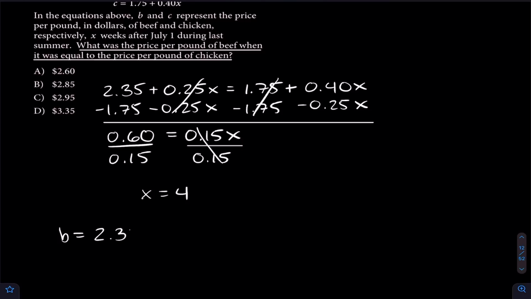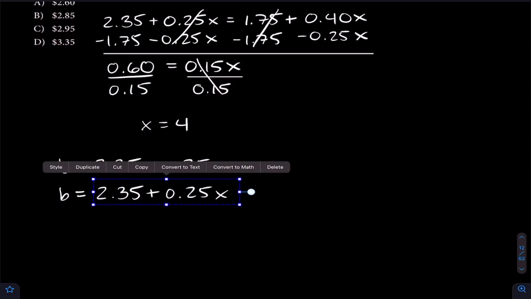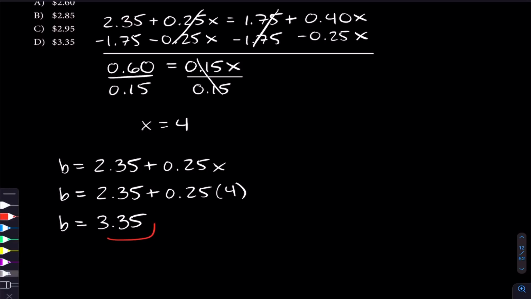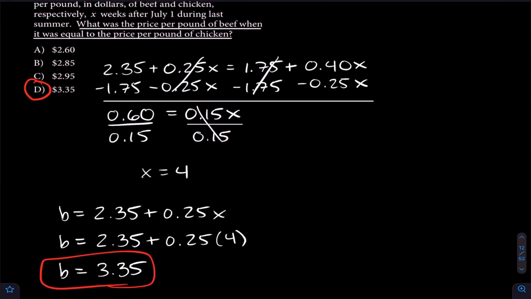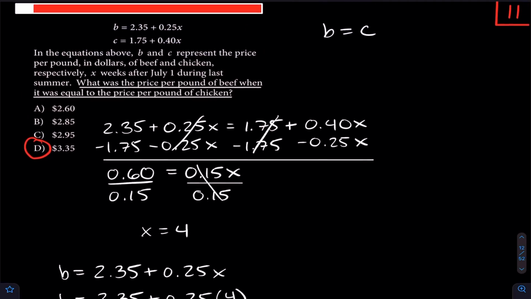So B is 2.35 plus 0.25 times x. If we plug in that x is 4, then I can write it like that. And so this is 1, and this is 2.35, so that's 3.35 when you add those two together. And that is going to be your answer. So that's all you got to do for that problem. It's actually one of the nicer system of equations problems that we've done in this video.